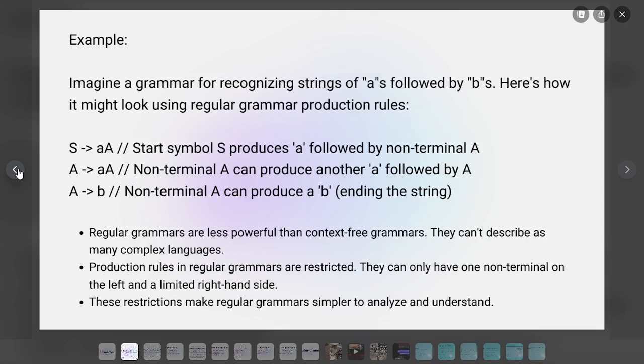Regular grammars are less powerful than context-free grammars. They cannot describe as many complex languages. Production rules in regular grammars are restricted. They can only have one non-terminal on the left and a limited right-hand side. This restriction makes regular grammars simpler to analyze and understand.